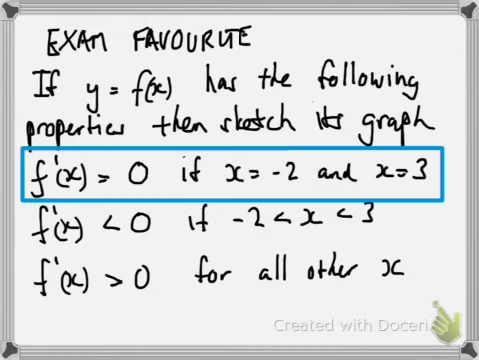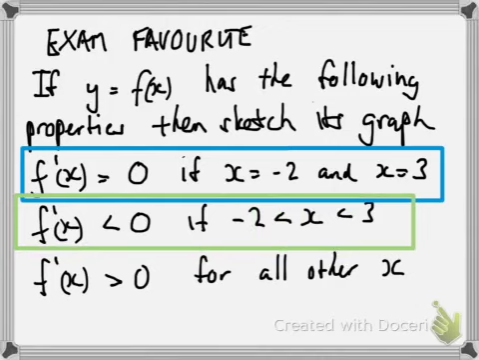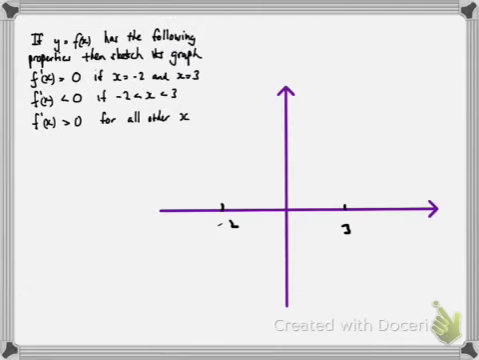Next thing we're given here is that the gradient is less than 0. Okay, that is, it's negative between negative 2 and 3. Third thing that we're given here is that the gradient is greater than 0 for all other values of x. So that would mean less than negative 2 or greater than 3. Now it's worth pointing out here we haven't got enough information to get x or y intercepts, so we can only give an example of an answer.